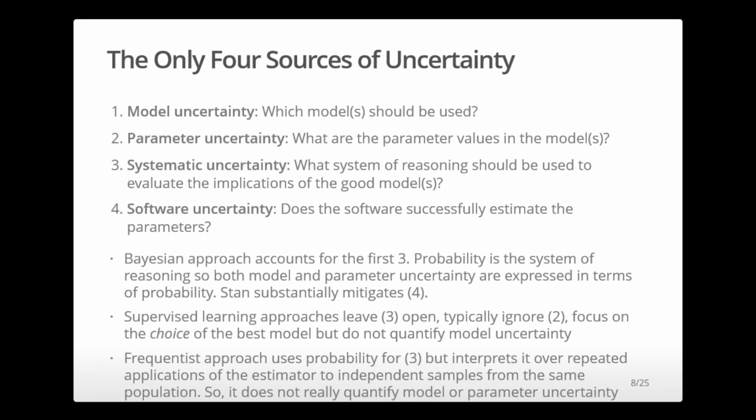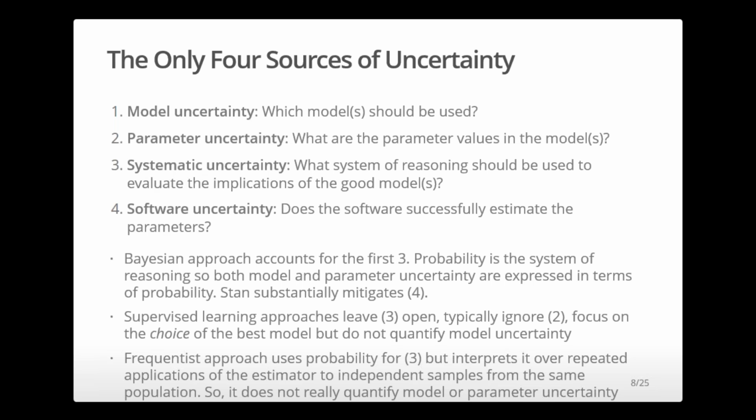And the fourth source of uncertainty is unfortunately a fact of life, but it's something that everybody has to deal with. Does the software that you're using successfully do what it's intended to do, which is to say, estimate the parameters among the good models? And you have to consider those four sources of uncertainty when doing an analysis and possibly making a costly decision on the basis of that.